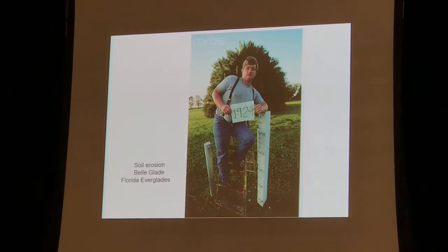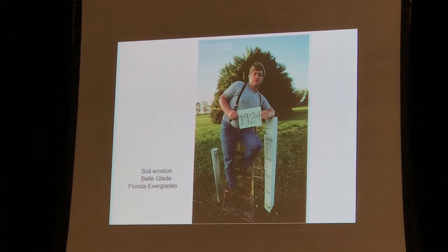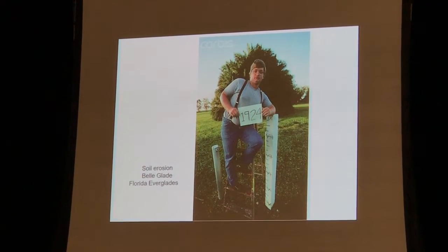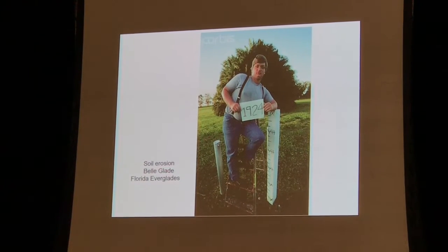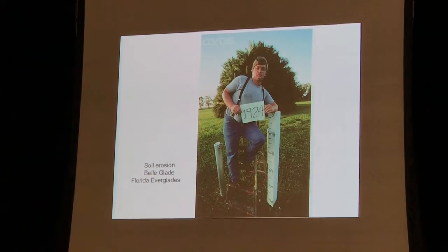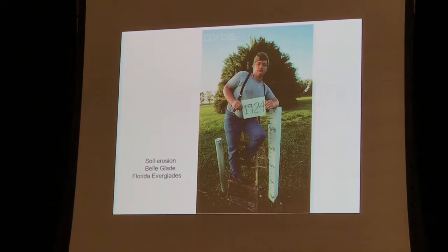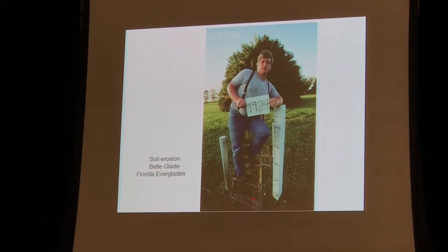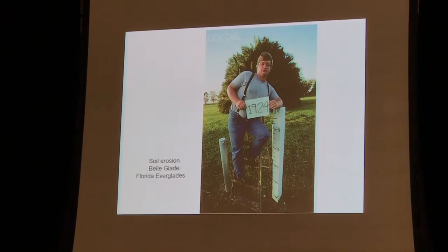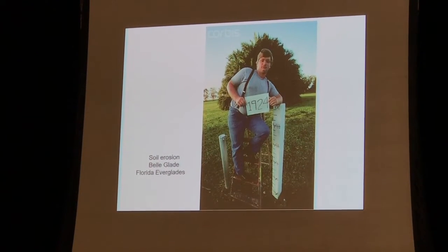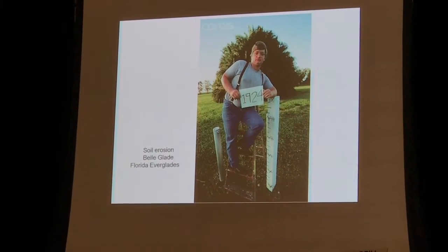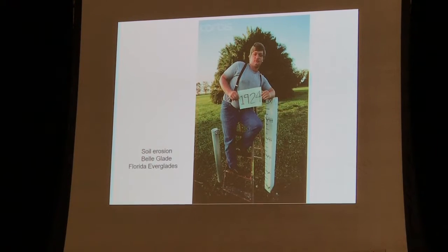So here's an example. 1924, the surface of the land here in Belle Glade was right there. And when this picture was taken, I'm not sure exactly when, like the 1990s or something, the surface of the land is there. You've lost that much organic peat. And in doing so, you released all that nitrogen downstream.